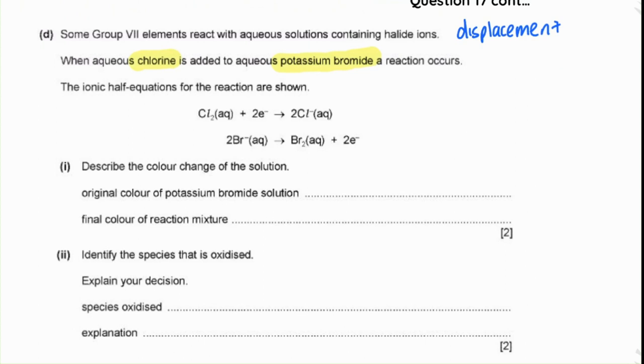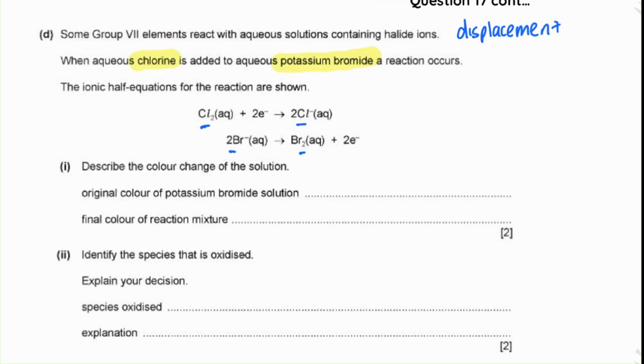So chlorine is the more reactive. So chlorine is going to displace the bromine. So we started off with chlorine as an atom, and we've ended up with chlorine as an ion. We started off with bromide as an ion, and we've ended up with bromine as an atom. Describe the color change of the solution.